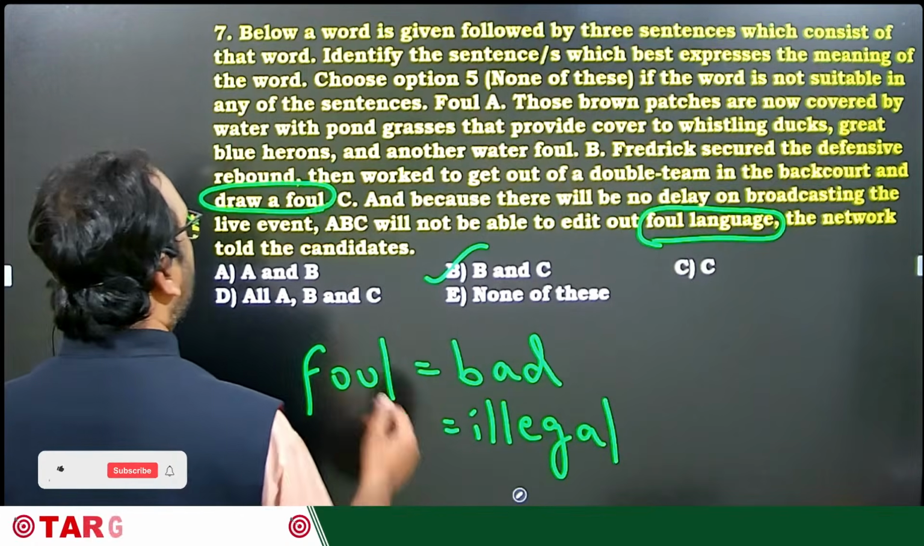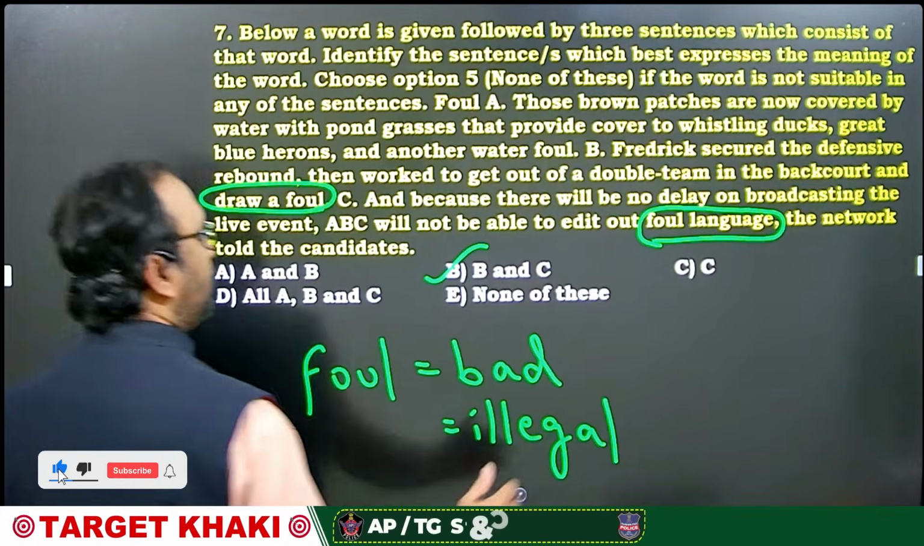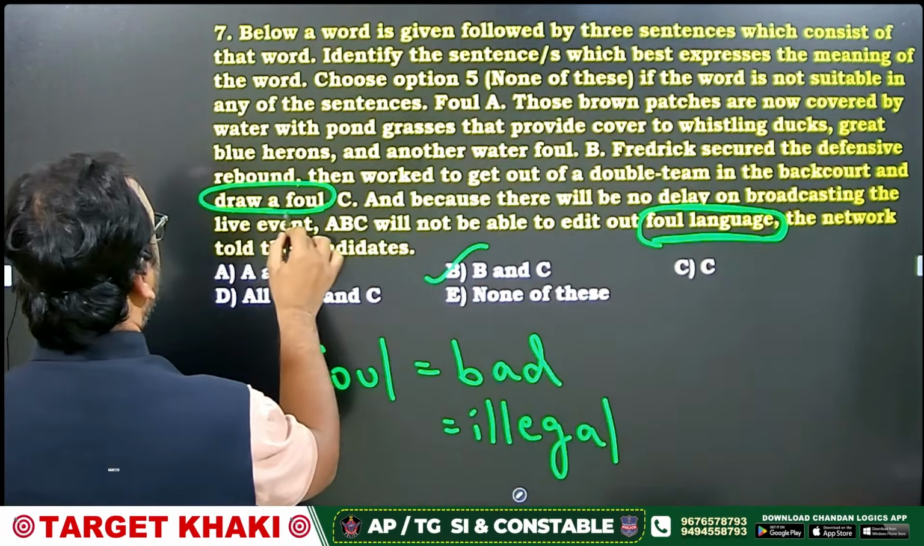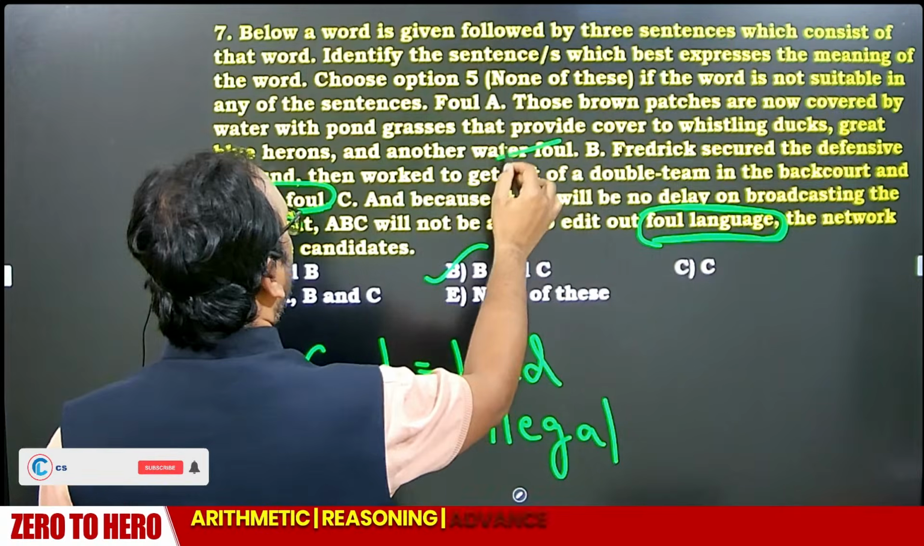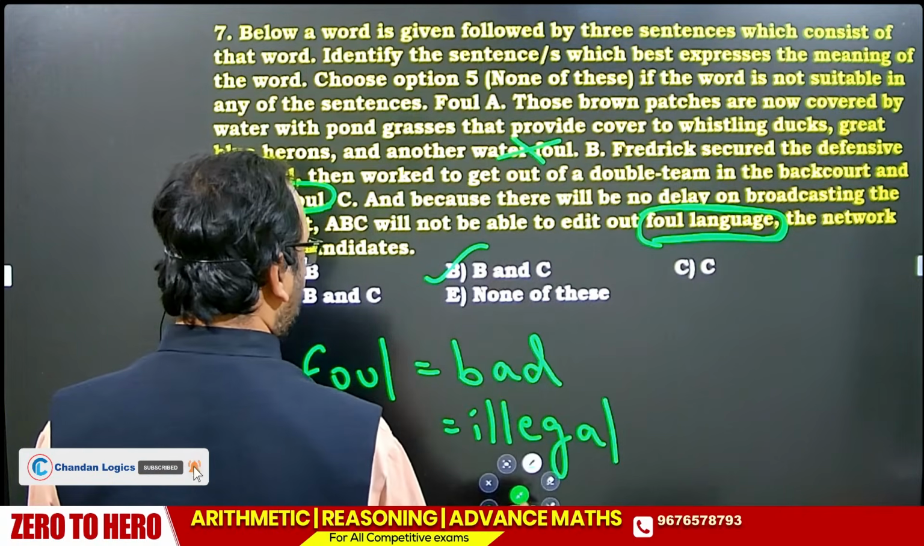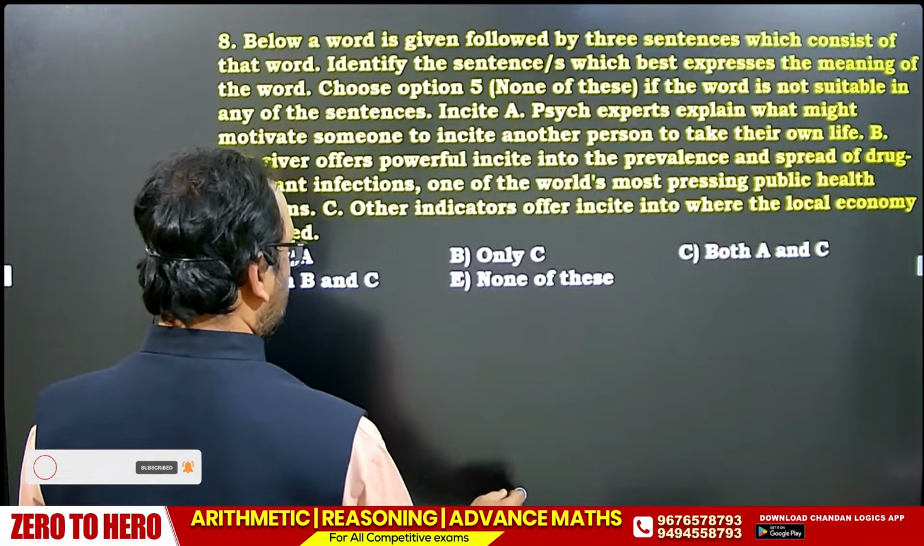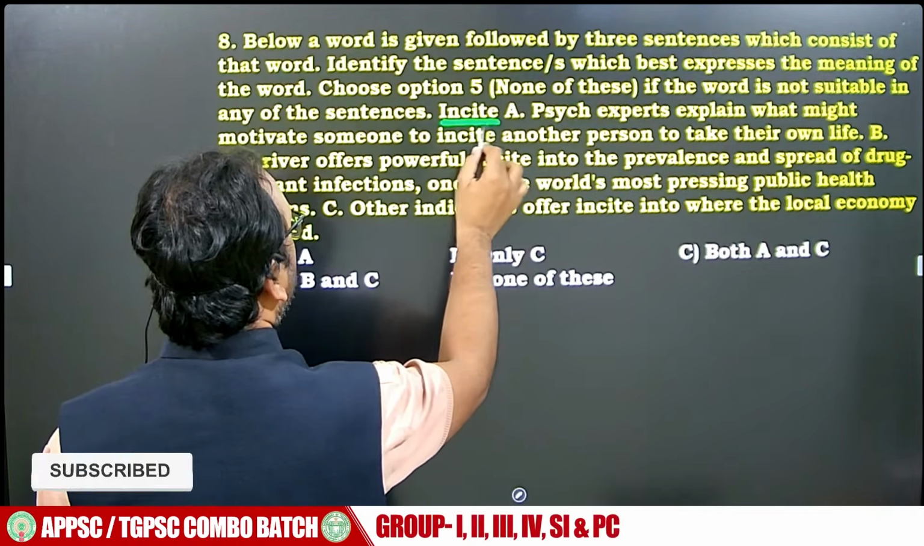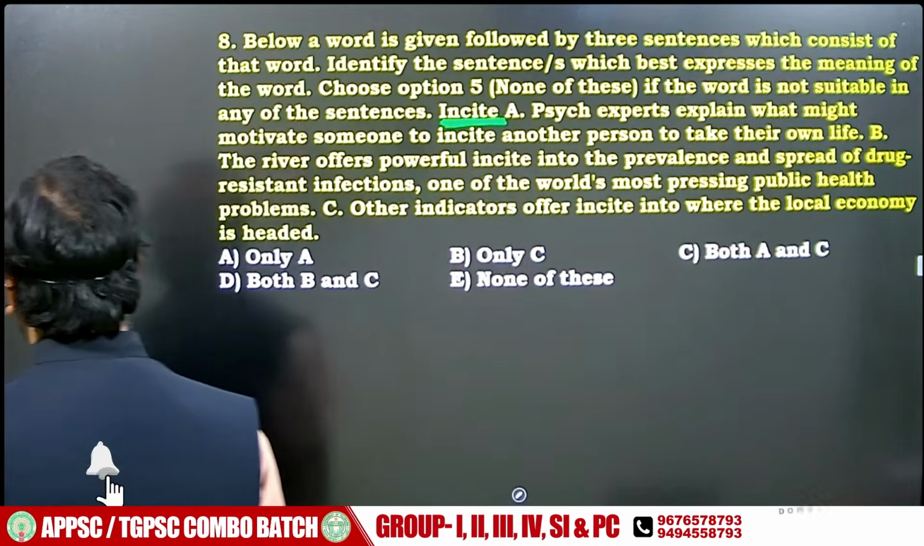To be honest, you don't have to read the complete sentence. Only if you read this part of the sentence, foul language, correct. Draw a foul, correct. Waterfowl, what is waterfowl? So B and C are correct. So this is a nice section where you need to read the sentences and check whether the word is properly used or not. Incite.